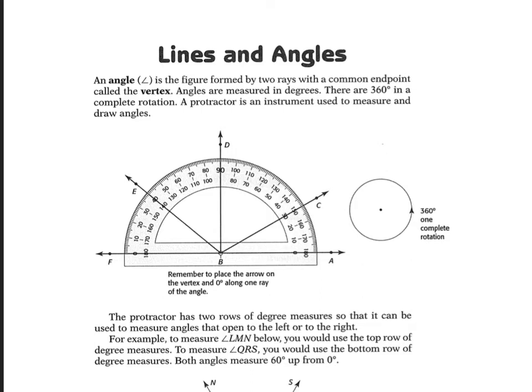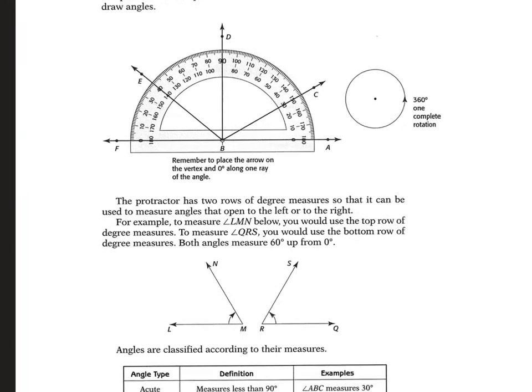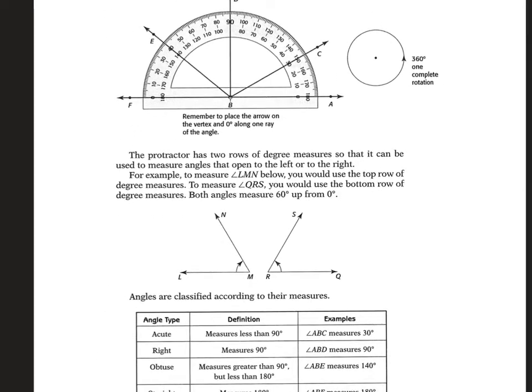Angles are measured in degrees, where 360 degrees is a complete rotation, and a protractor is an instrument used to measure and draw angles. The protractor has two rows of degree measures so that you can measure angles that open to the left or the right. For example, to measure the angle LMN, you would use the top row of degree measures. To measure the angle QRS, you would use the bottom row. Both angles measure 60 degrees up from 0 degrees.